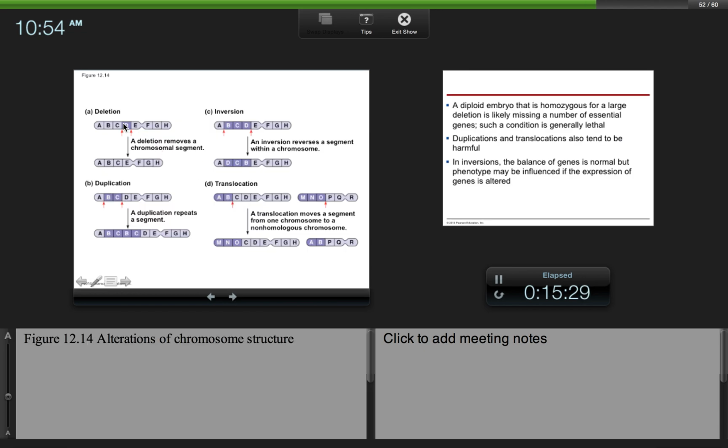Okay, deletion, we should have a D, we don't have a D. Inversion should be A, B, C, D, but here it is A, D, C, B. It's backwards. Duplication, we should only have 1 copy of B and C. Here we have 2 copies. Translocation, a piece moves from one non-homologous chromosome and switches with another. So notice the difference here. This should be A, B, but instead we have M, N, O. This should be M, N, O. Instead we have A, B.